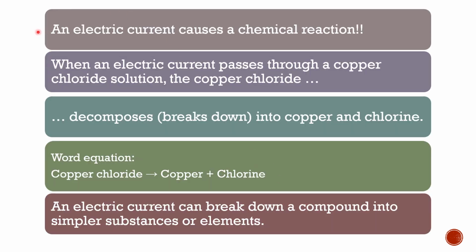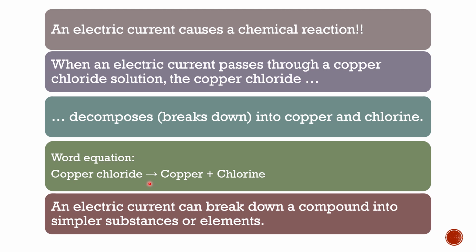Yes, you're correct. An electric current causes a chemical reaction. So when an electric current passes through a copper chloride solution, what happens to the copper chloride? It decomposes. It breaks down into copper and chlorine. So the word equation for that is we start with a compound, copper chloride. Through the electrical current, a chemical reaction takes place. That is why we need to use an arrow to show that something changes.